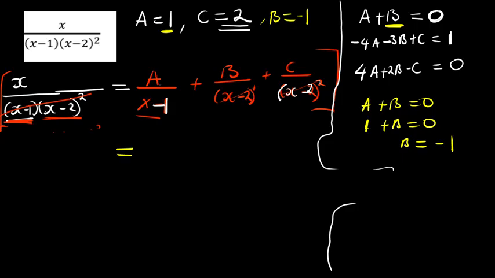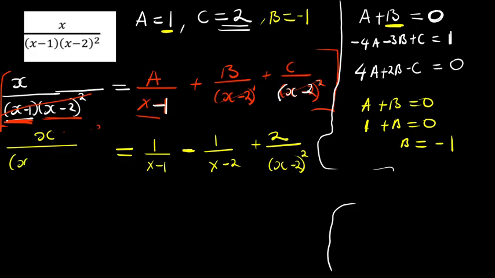So I'll say, what is a? The a is 1 over x minus 1. And what is b? The b is negative, so it will be negative 1 over x minus 2. And what is c? The c is positive, so 2 over, like that, x minus 2 to the power 2. So this is the answer which they are looking for.